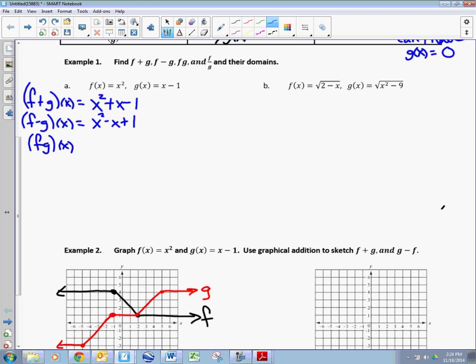If you multiply them, what is x squared times x minus 1? X to the third minus x squared. And if you divide them, we get x squared over x minus 1.